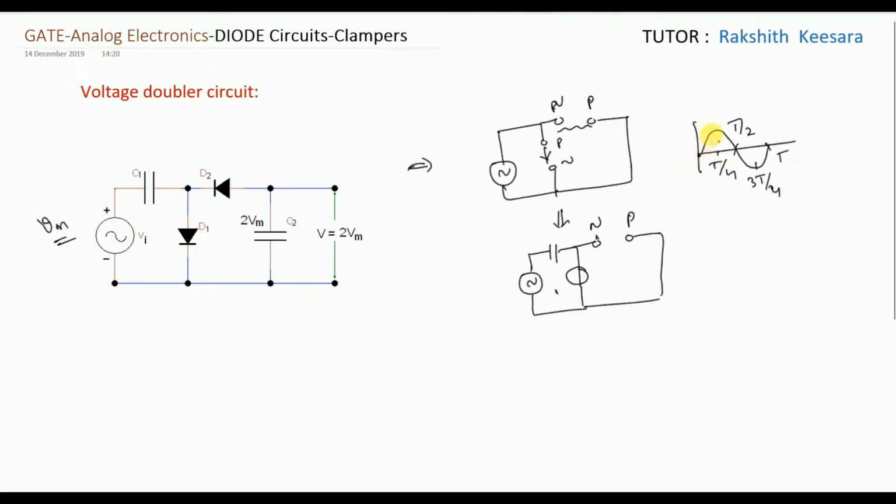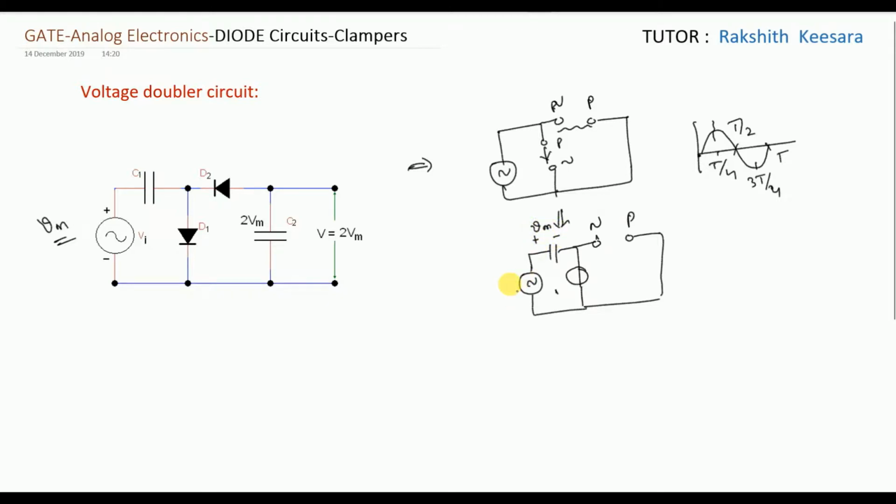So from here to here the capacitor charges. At Vm, this diode will become open circuit. Why open circuit? Because current is flowing in the reverse direction. I already explained this concept. If this diode becomes open circuit, what is the capacitor voltage? There is no path to discharge, so the capacitor voltage will remain at Vm.